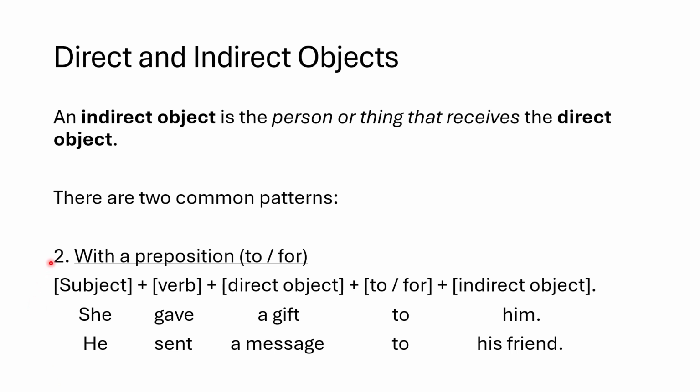The second pattern is with a preposition, either to or for. The sentence structure is subject plus verb plus direct object plus to or for plus indirect object. For example, she gave a gift to him. He sent a message to his friend.